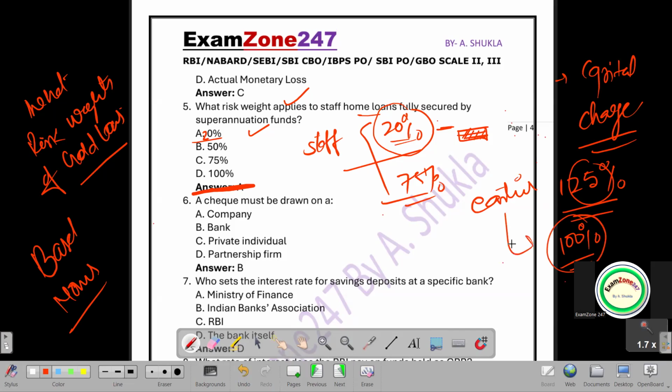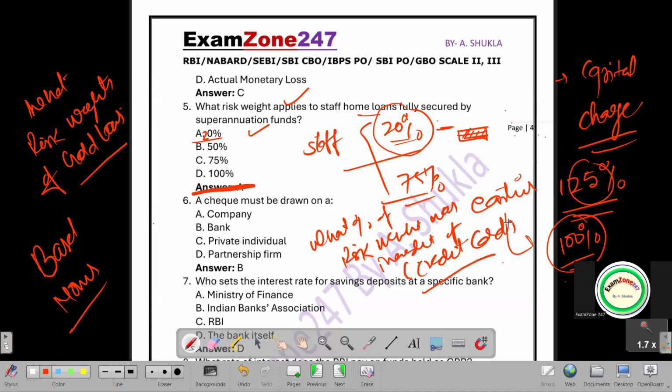Okay. Now, my question is this. What percent of risk weight was increased for consumer credit cards? And now what is the risk weight? See, this was in the news, that's why it was asked. I will be asking 2 questions in this also.